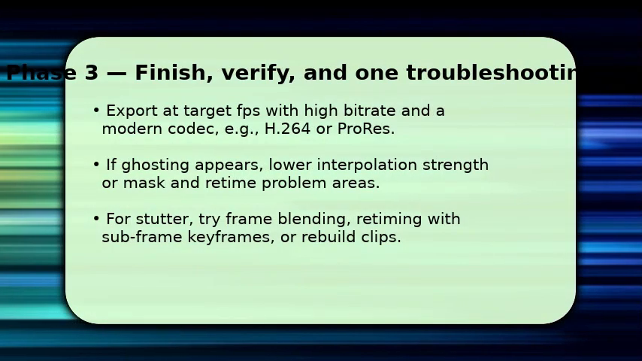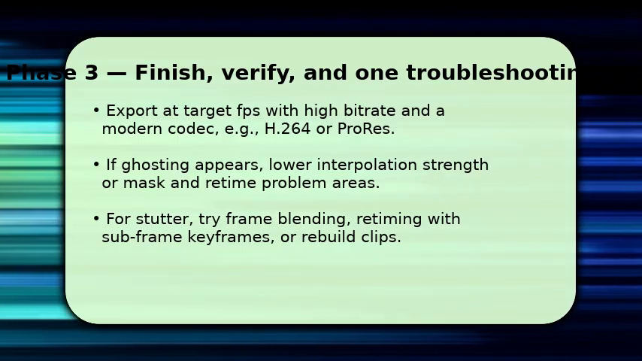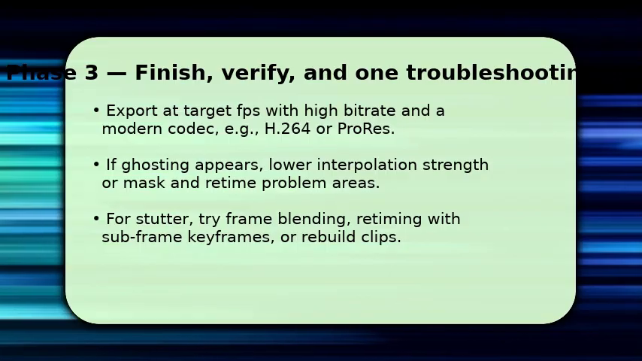Finish by exporting with your timeline FPS and a high bitrate using a modern codec like H.264 or ProRes. This preserves the interpolation detail. If you notice ghosting or warps, reduce interpolation strength, switch to frame blending for those shots, or isolate and retime them manually with subframe keyframes.